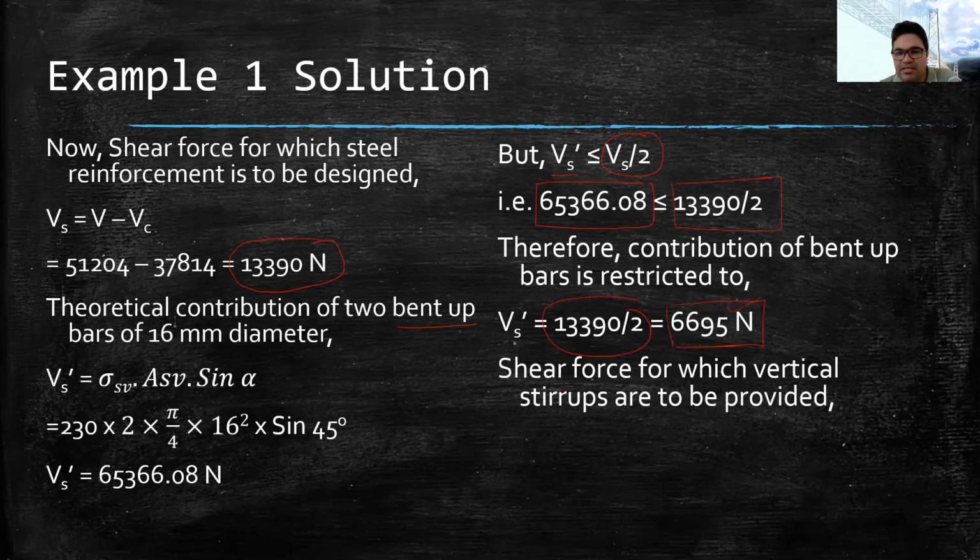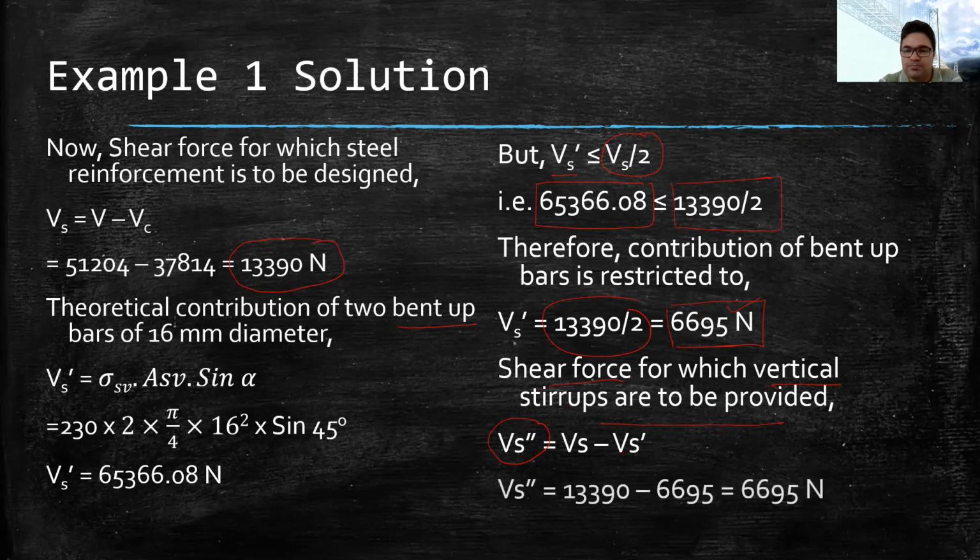So now as I have written here, the shear force for which vertical stirrups are to be provided will be, now I am representing the contribution of the vertical stirrups for the shear force as Vs double dash. So Vs minus Vs dash is equal to 6695. So for the same contribution, we will provide vertical stirrups also.